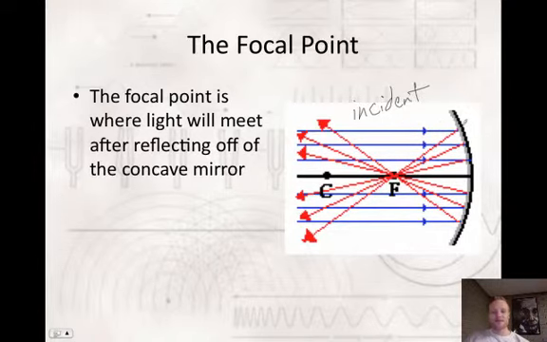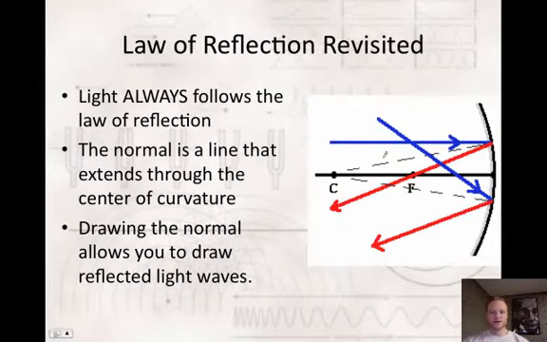They hit this concave mirror, and then every single reflected ray, which is represented by red, is going to travel through this center point called the focal point. Okay? And that's true for all concave mirrors. This focal point is where all the reflected light waves will eventually meet.